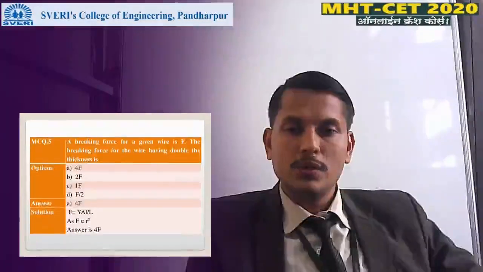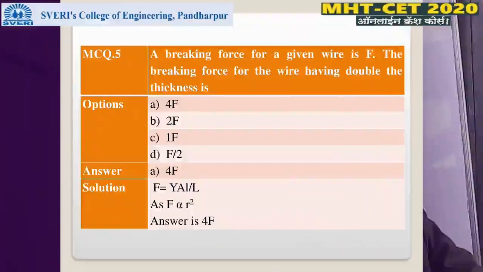Then move to the next one. The breaking force for a given wire is capital F. The breaking force for the wire having double the thickness is? Here it is an MCQ, a numerical without any numerical value. Options are given, answer is in front of you. We know the formula for Young's modulus. From that we have modified this formula for F, because we have to determine the breaking force. So F is equal to YAl divided by capital L.